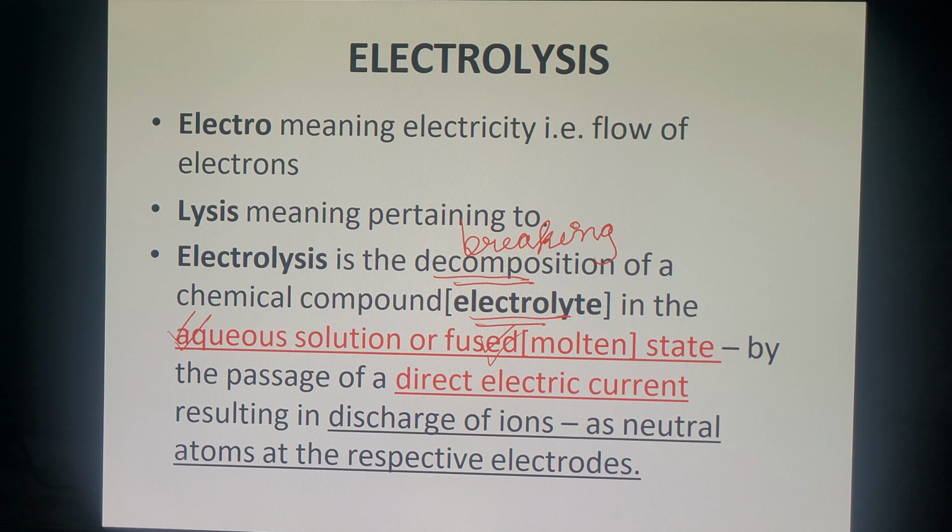So come back to the definition. Electrolysis is the decomposition. This word is very, very important. Of a chemical compound. It can be any compound, but what is the technical term for that chemical compound? We call it an electrolyte. We know the electrolyte should be in an aqueous state or in a molten state. And please do remember, whenever I'm carrying out electrolysis, I will always prefer DC current. What is the full form of DC? I will always use direct current.